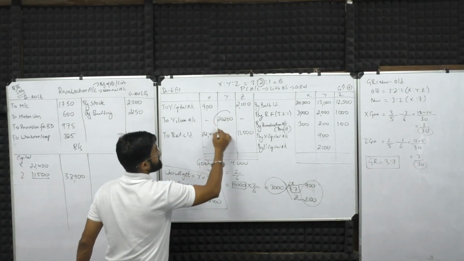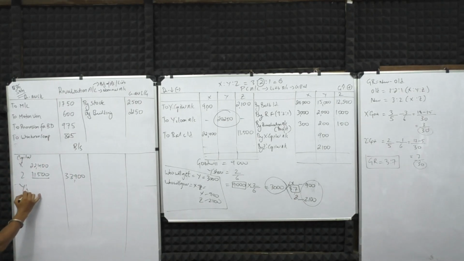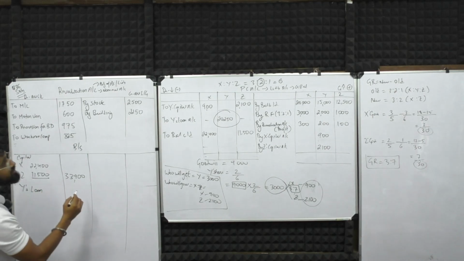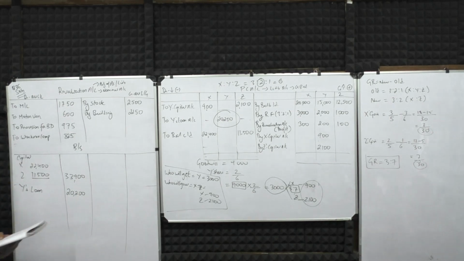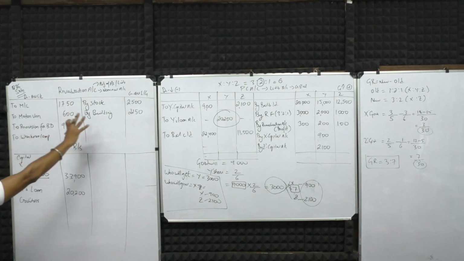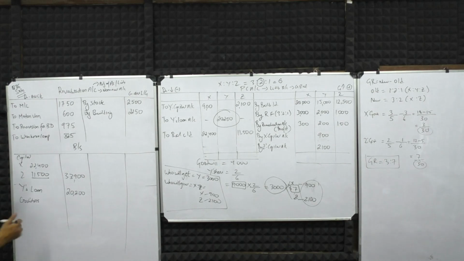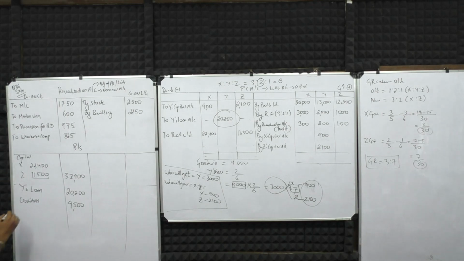Wise loan, long term liability. Wise loan is 20,200. Next, creditors. The revaluation account adjustment, there is no change in the balance. 9,500. Next, again this payable, change for the revaluation.